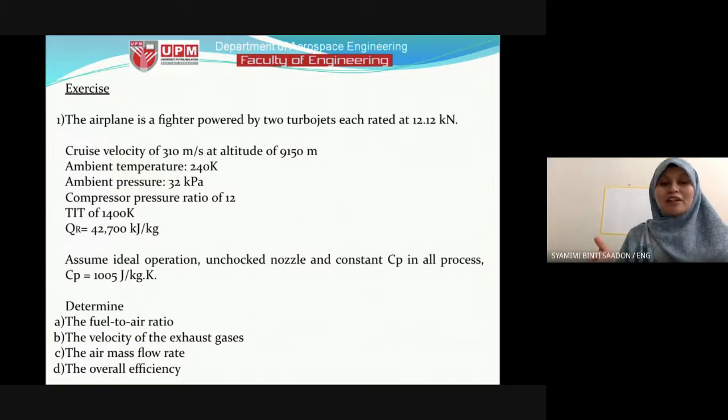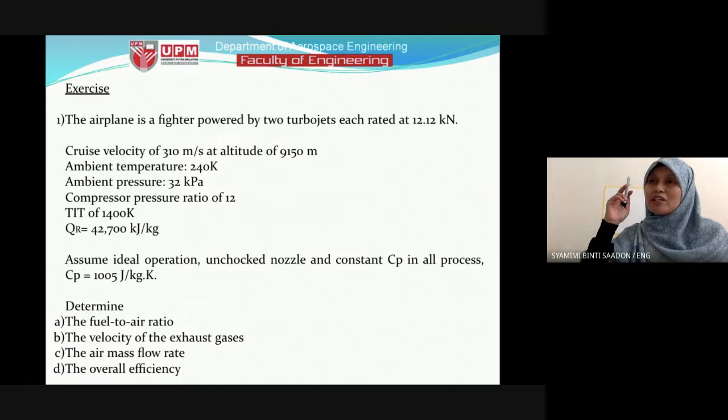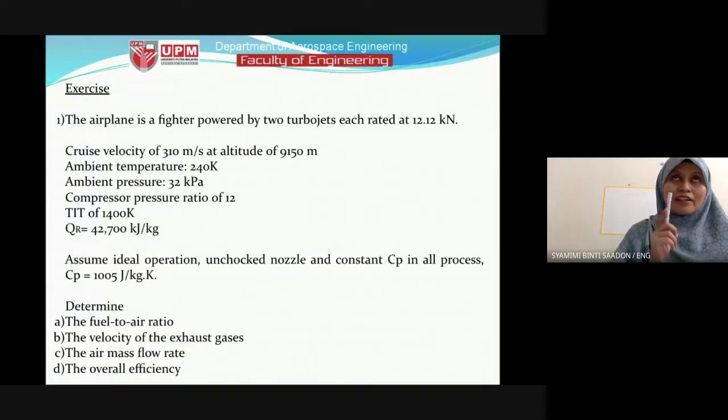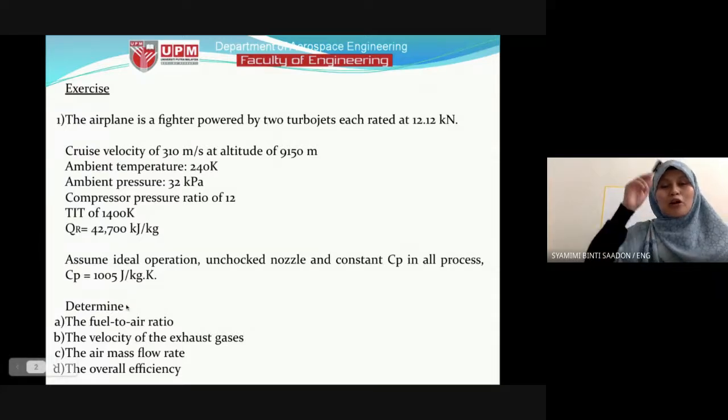For expansion, we have turbine inlet temperature at 1,400 Kelvin, which is the highest maximum temperature that the air reaches in the engine, if we don't have afterburner. If we have afterburner, and the afterburner is functioning, then the temperature entering the afterburner is the highest temperature. Otherwise, the temperature entering the turbine is the highest temperature, TIT, or point number 4 in the thermodynamic cycle just now.